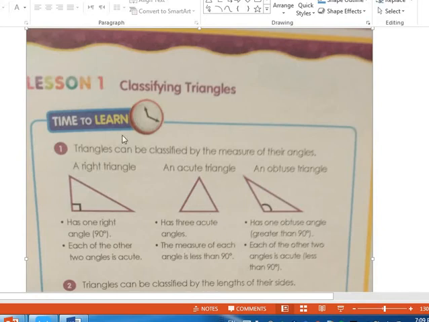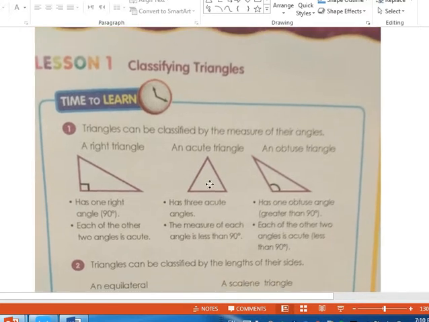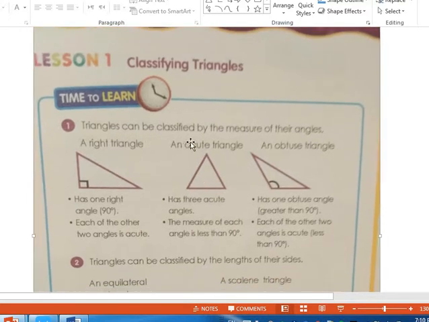Today we are going to have some geometry. We are going to talk about classifying triangles. Triangles can be classified by the measure of the angles. Can you remember with me the right triangle, the acute triangle, the obtuse triangle?